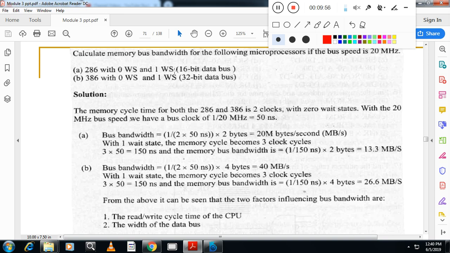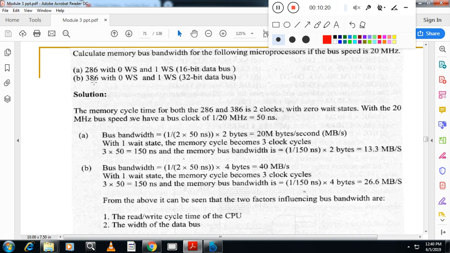If with one wait state, this becomes a 3 clock cycle. That is, 3 clock cycles means 1 divided by 150 nanoseconds and into 2 bytes, once again, 33.3 megabytes per second. You can see with wait state, the data transfer decreases.